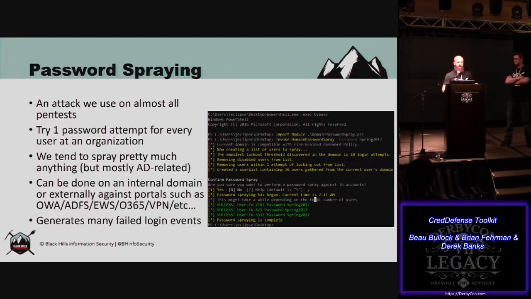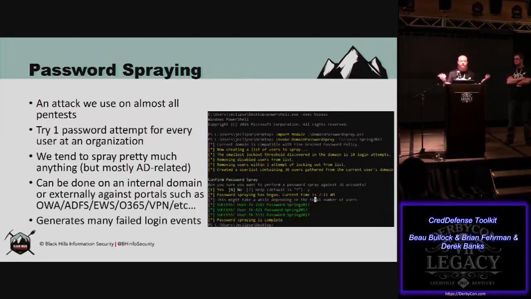So we talked about OWA earlier. There's another tool that we wrote at Black Hills called MailSniper. You can use that externally to do password spraying against OWA, O365, and again, you do your recon, get a list of users, and then try one password externally. And a lot of times we're successful externally as well.